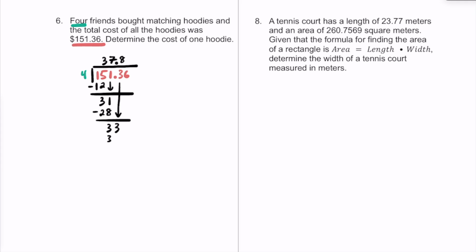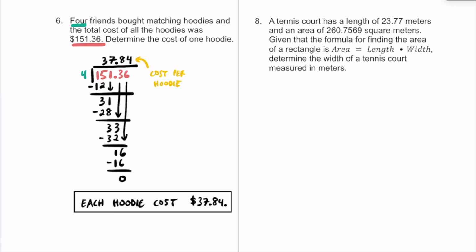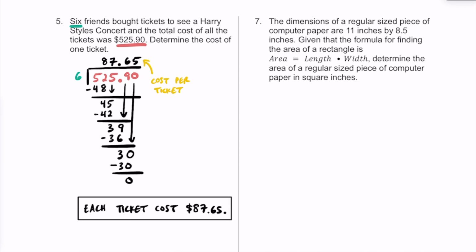8 times 4 is 32. Let's see if that remainder is less than 4. 33 minus 32 is 1, so that's good. And then bring down the 6. Let's go ahead and hopefully just repeat this one last time. So 4 into 16, that's exactly 4 times, right? 4 times 4 is 16 exactly, and the remainder here is 0. Our quotient here is going to be 37.84. That'll be our answer. All right, let's check out number 7.